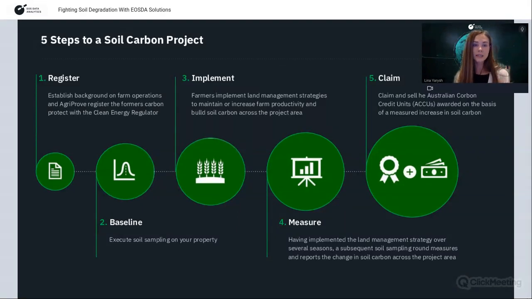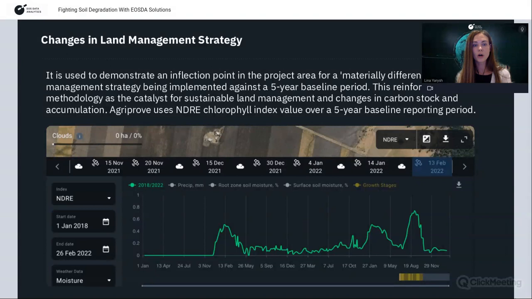So EOS Data Analytics is involved in step 2 and step 5. In step 2, we're trying to build this model in order to measure what's happening with the soil before and after. And we are also proving that something has changed in the field productivity. So here is an example of NDVI trend. This is the easiest way to do this. This is the 5-year trend. And knowing when the farmer implemented a different farm management strategy, we can tell what has changed in the productivity of the field, and that's how we can prove it.